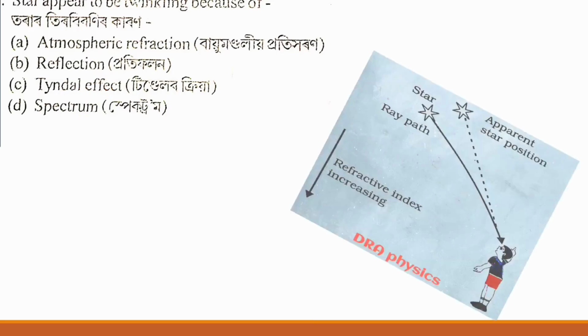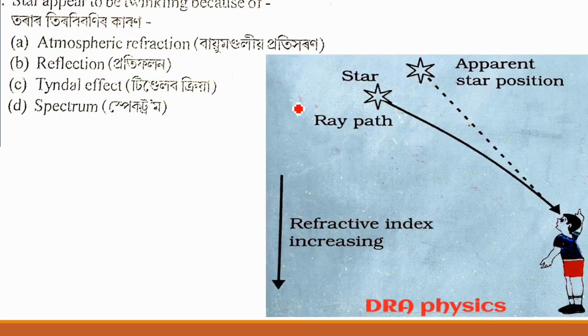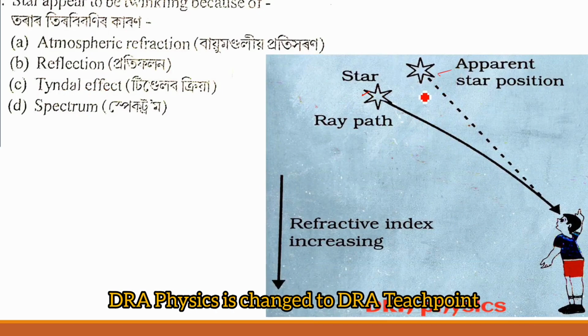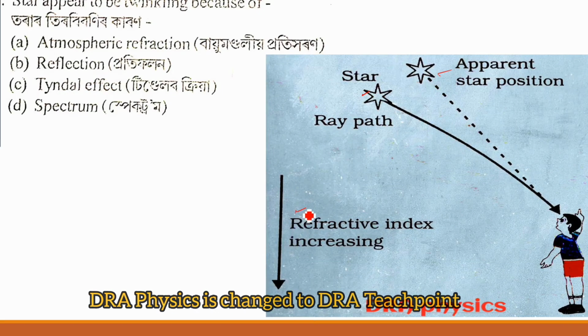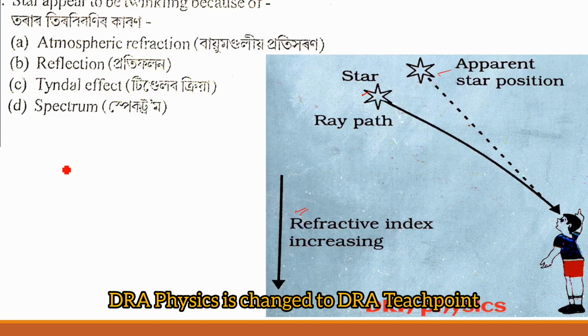Dear students, you can see that the star is actually here. Then when it reaches the eye of the observer, the star appears. That means the apparent position of the star is shown here. And here we can see the refractive index, isn't it? So it is basically this. Our correct answer will be what? Our correct answer will be atmospheric refraction.